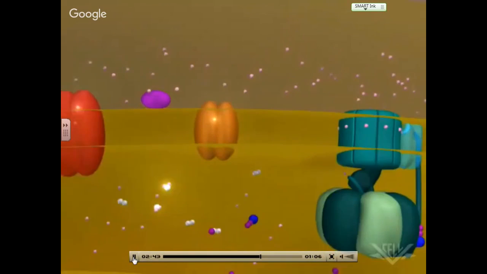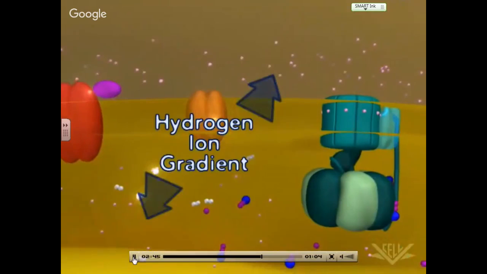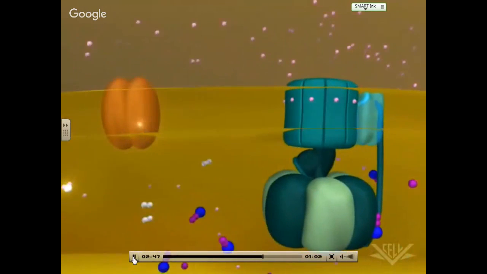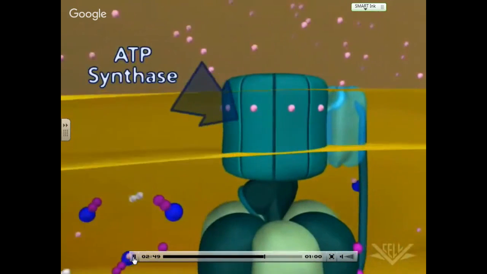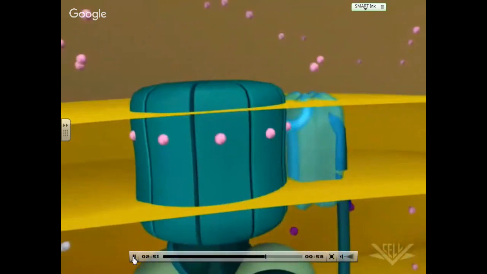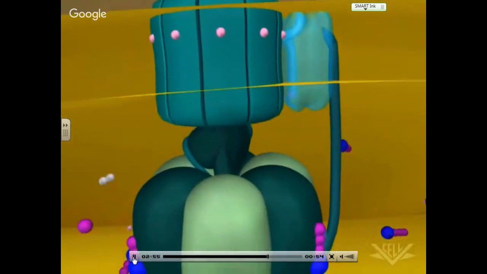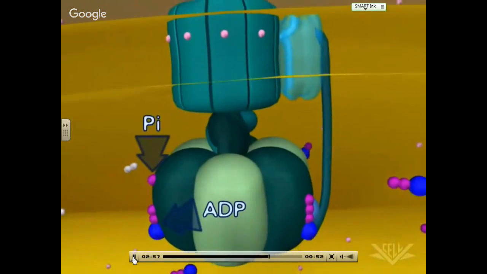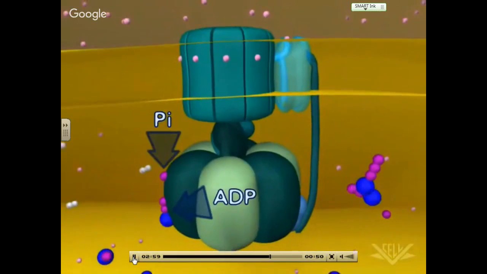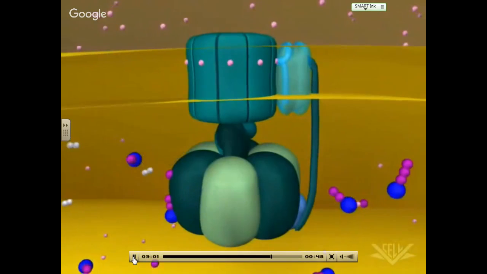This series of hydrogen pumping steps creates a gradient. The potential energy in this gradient is used by ATP synthase to make ATP from ADP and inorganic phosphate. The ATP synthesis steps you see here are discussed in greater detail in the ATP synthase gradient animation.